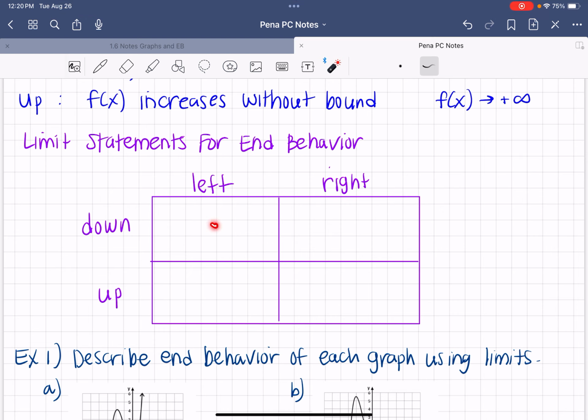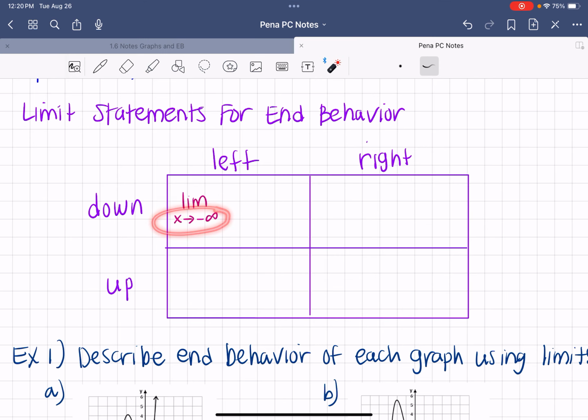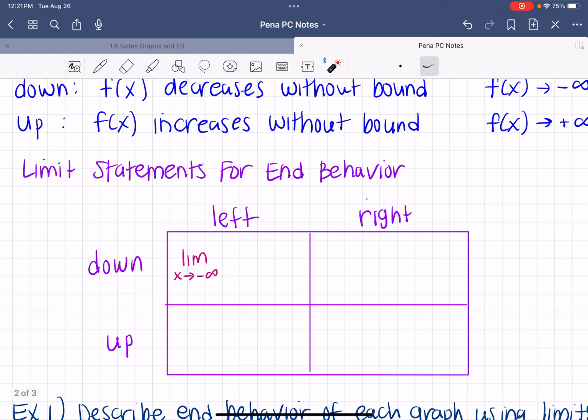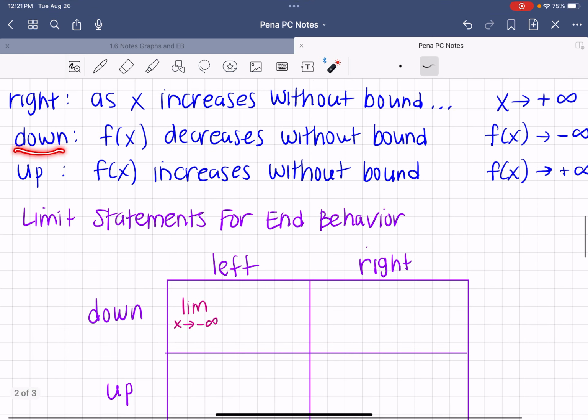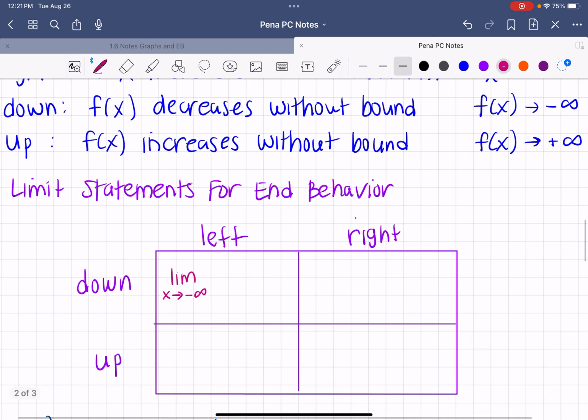Let's start at the top left. If I'm looking at the left side of my graph and I want to write it as a limit, we write the word lim, instead of writing the whole word limit. Underneath, x arrow negative infinity, because anytime you see this, that means the left side of the graph. Now I want to say that the function is pointing down. For down, usually we say f of x with an arrow and then negative infinity. So next to this lim, you write f of x, but instead of an arrow, you do equals negative infinity.